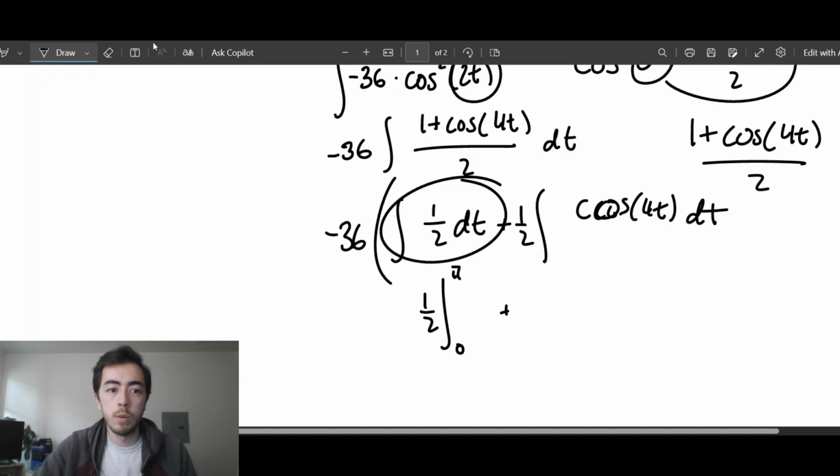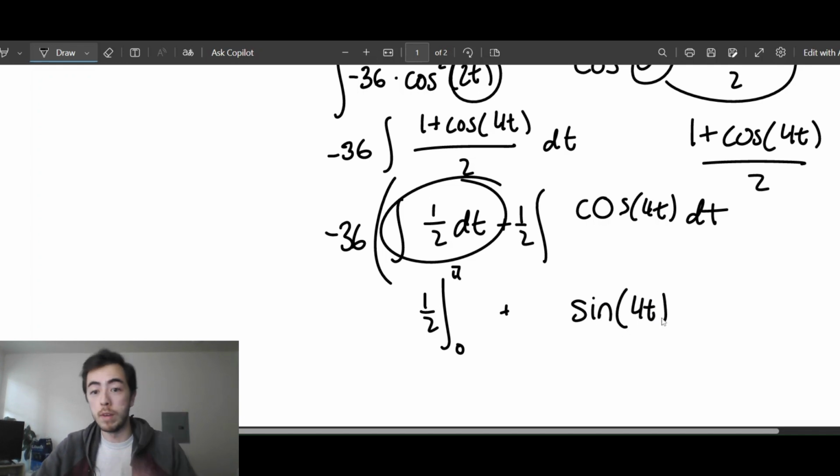And then this one, when we have cosine of 4t, we need to think about how sine and cosine interact with integrals, and we also need to think about the chain rule. The antiderivative of cosine is sine, so we'll go sine of 4t.